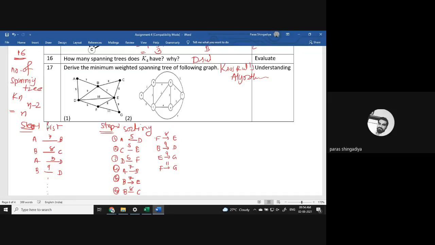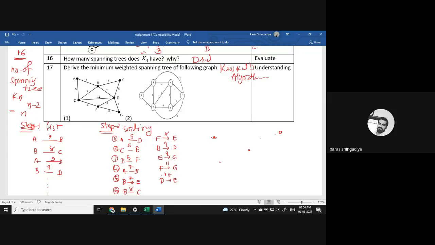11, 12 is not here, 13 not there, 14 is not here, 15 it is in between D and E. ठीक है, so that is the sorting of all your ages. ठीक है, अब यहाँ पे आपको ग्राफ बनाना है. पहले मैं करवाता हूँ, सेकंड आपको प्रैक्टिस करना है.